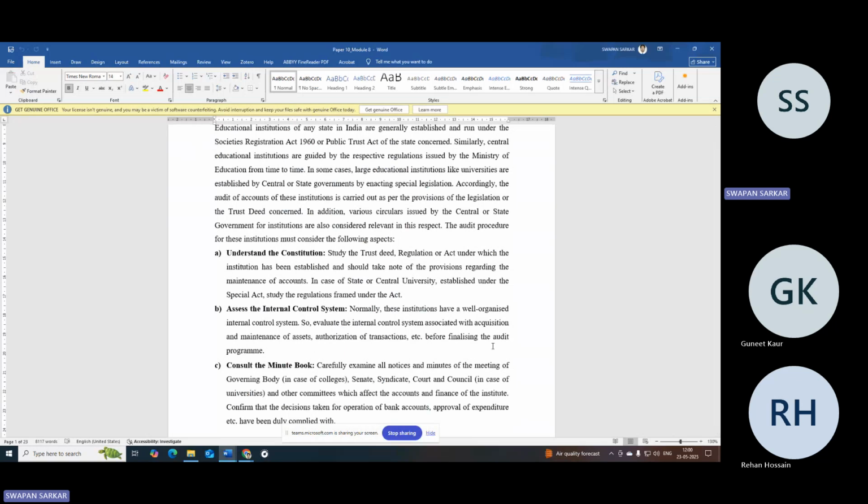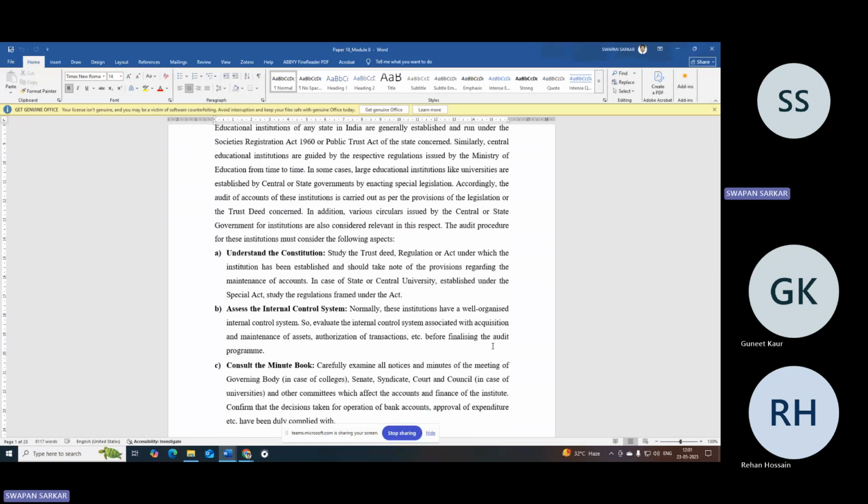First of all, understand the constitution. Whatever is the nature of the organization, you must have a clear idea of the nature of the organization because it defines its procedure and its activities. Study the trust regulation or act under which the institution has been established and take note of the provisions regarding maintenance of accounts. In case of a state or central university established under a special act, study the regulation formed under the act.